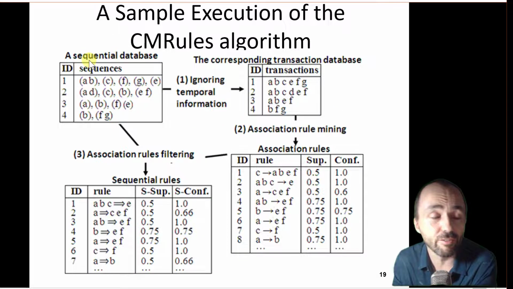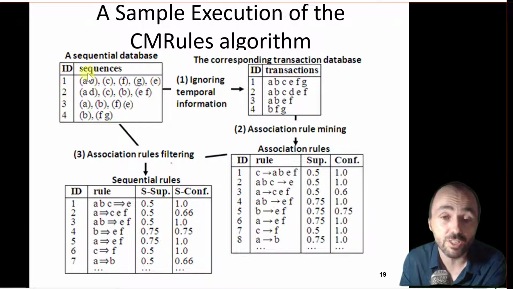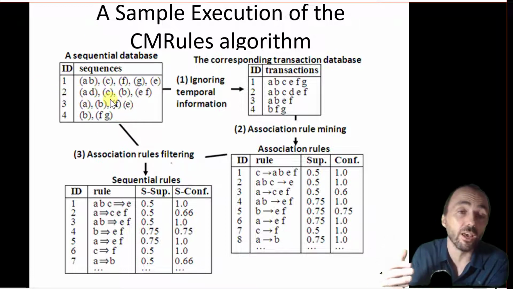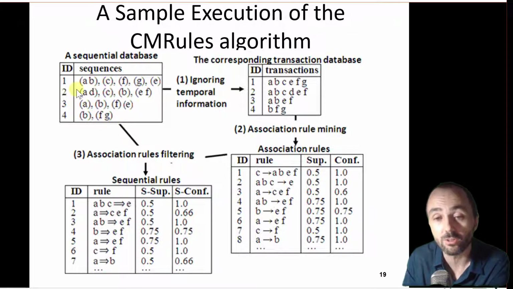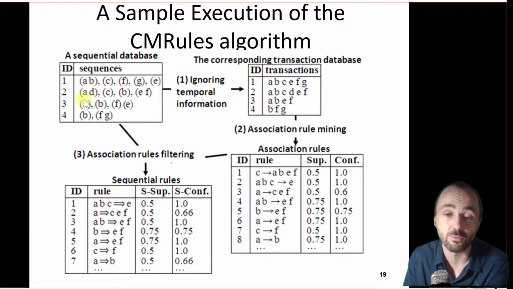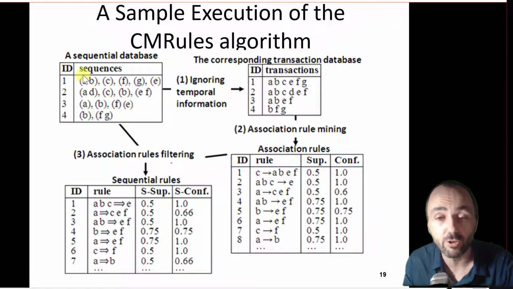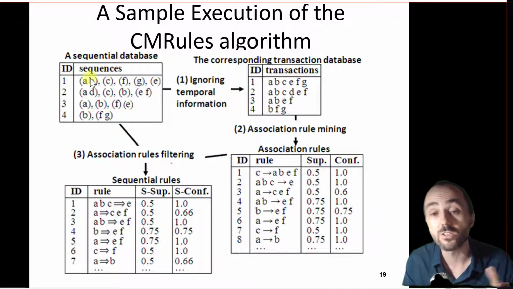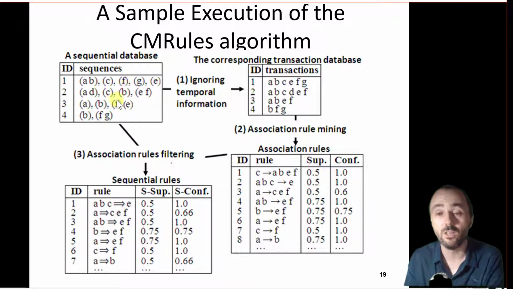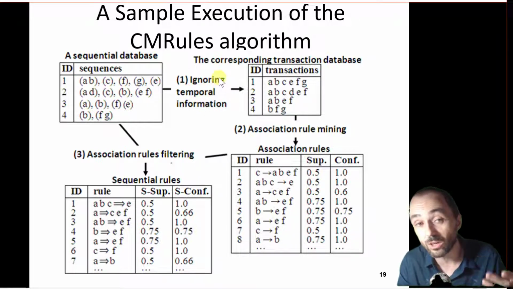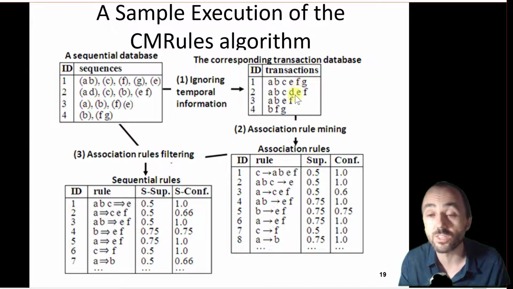Here we have a complete example. On top I have a sequence database like I have presented before, not the same, but another database with sequences. Here I did not follow exactly the same notation. Instead of curly brackets for the itemset, we use parentheses, but it is still a sequence. It is the same thing. So first, step one, we take the sequence database and we remove the temporal information, or ignore it. We don't actually need to remove it. Then we get a transaction database.